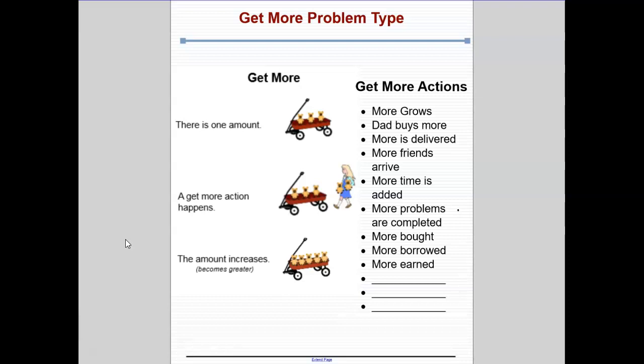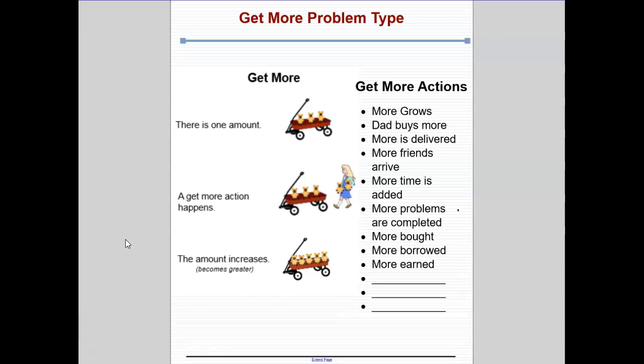You could have more friends arrive. You could have more time added. You could complete more problems. You could buy more of something. You could borrow more of something. You could earn more money or more resources. Pause the video for a second and brainstorm and jot down as many get more actions as you can think of, boys and girls.